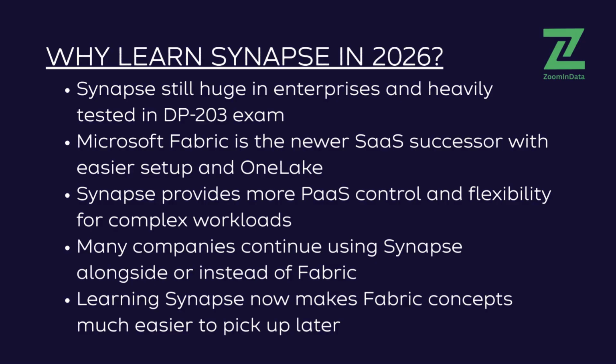So why should you learn Synapse in 2026? Because Synapse is still huge in enterprises and it is heavily tested in the DP-203 exam. Microsoft Fabric is the newer SaaS successor and it comes with easier setup and OneLake. But Synapse provides more PaaS control and flexibility for complex workloads. Many companies continue using Synapse alongside or instead of Fabric. And the best part? Learning Synapse now makes Fabric concepts much easier to pick up later.